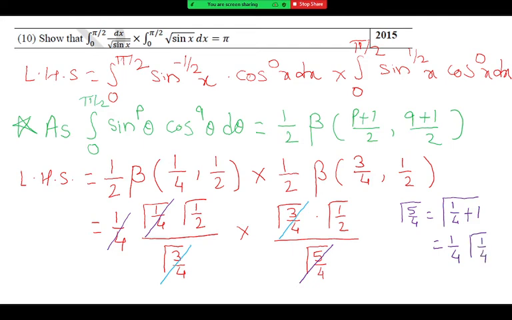That gets cancelled. Correct. And what is the value of gamma half? Root pi. Correct. So we just replace it now. We will only have gamma half into gamma half. So the next step, the required answer, is pi. Equal to pi only. That's all. That's the end of the question here.